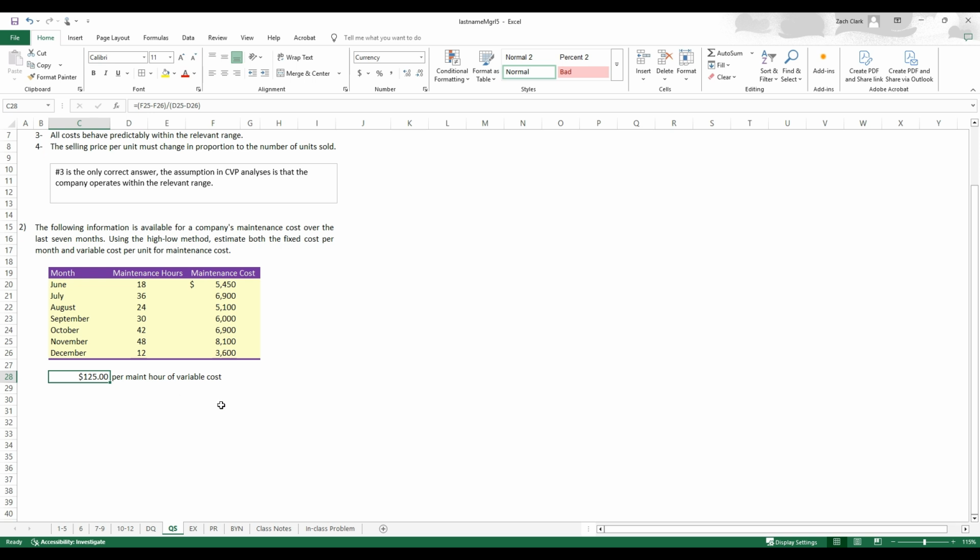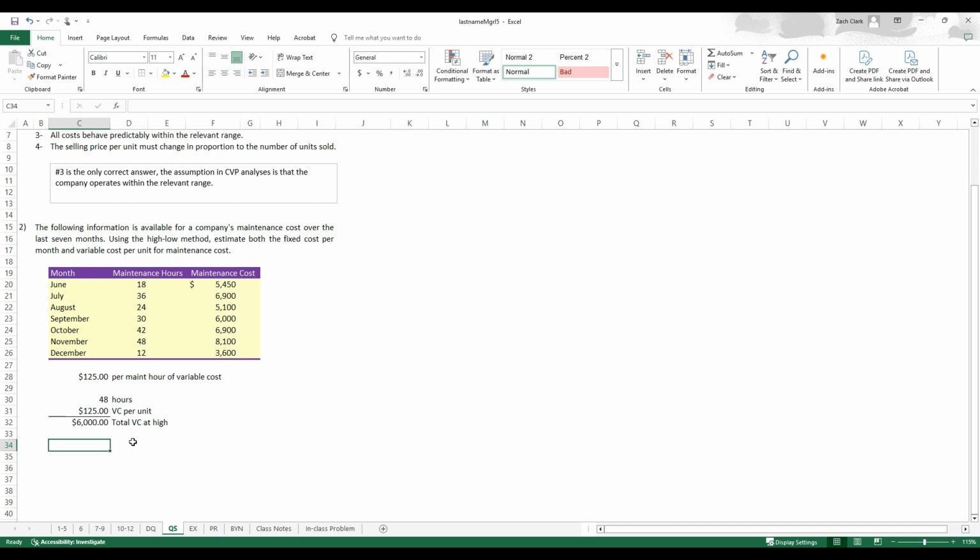Okay, and then we want to find our fixed costs. So if we look at our high month, we got 48 hours. We've got 125 of our variable cost per unit. And so if we multiply those together, we get $6,000 of total variable cost at our high production there.